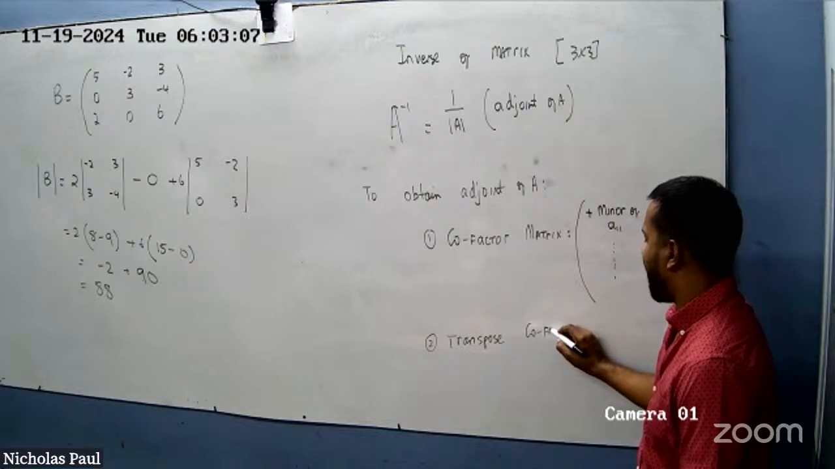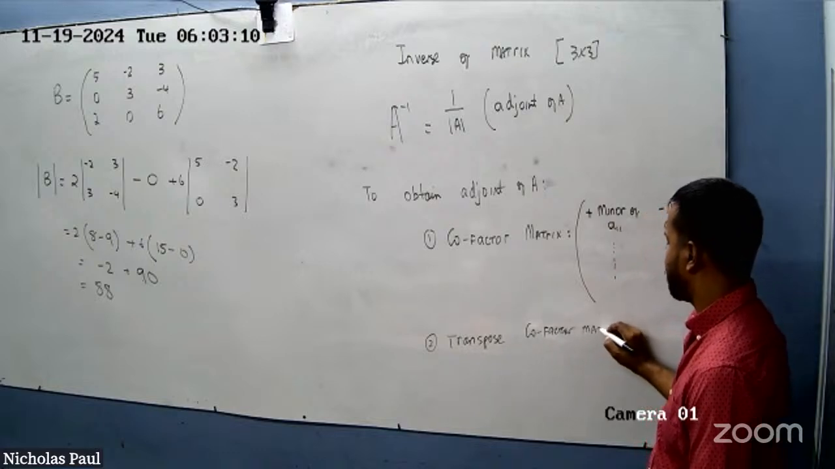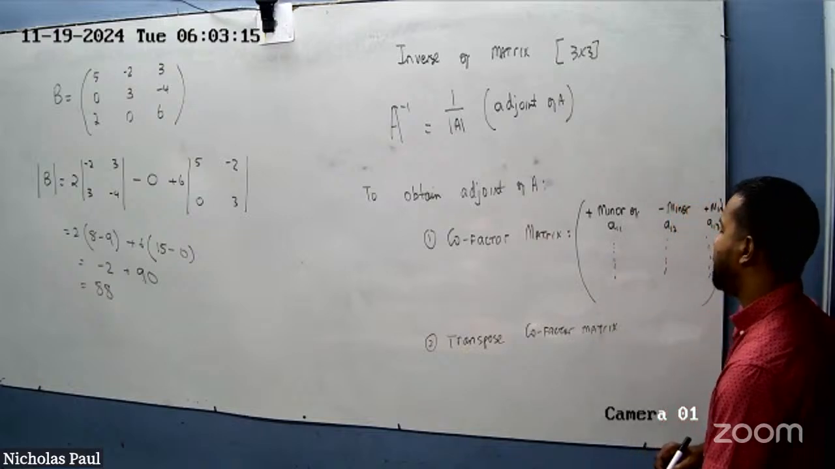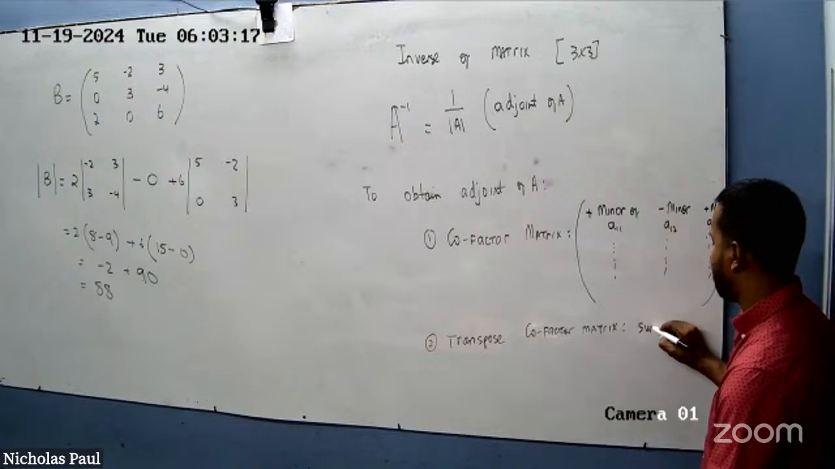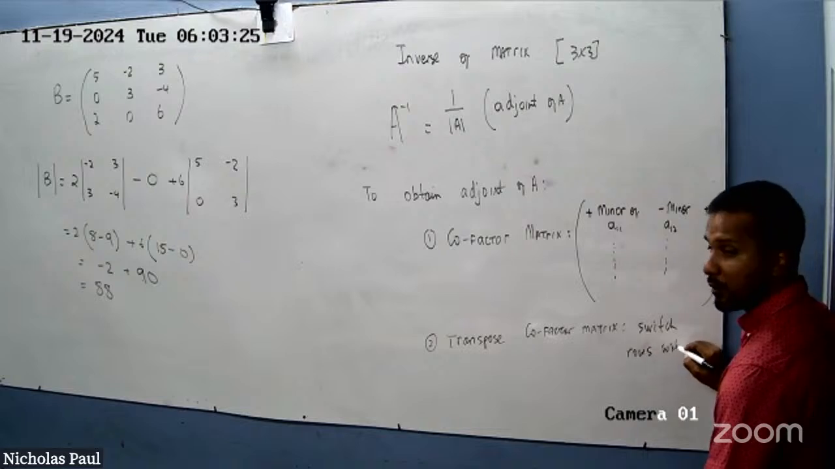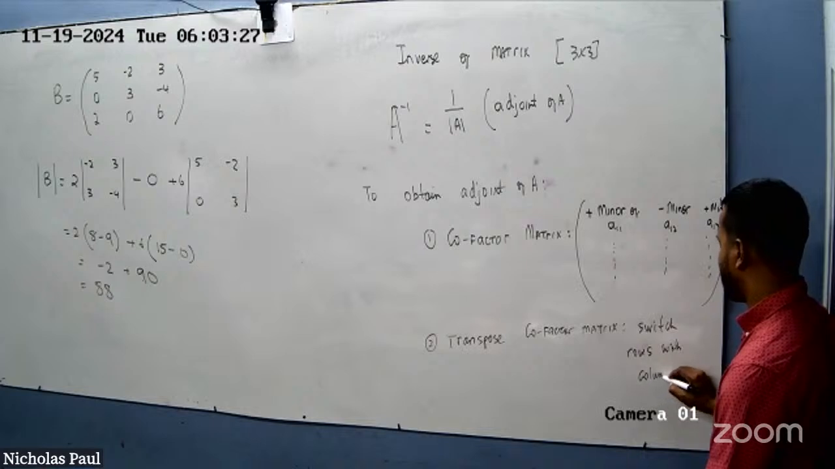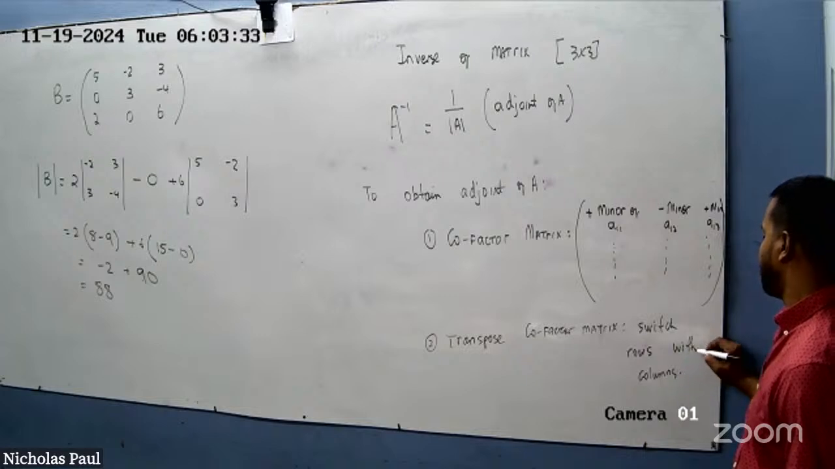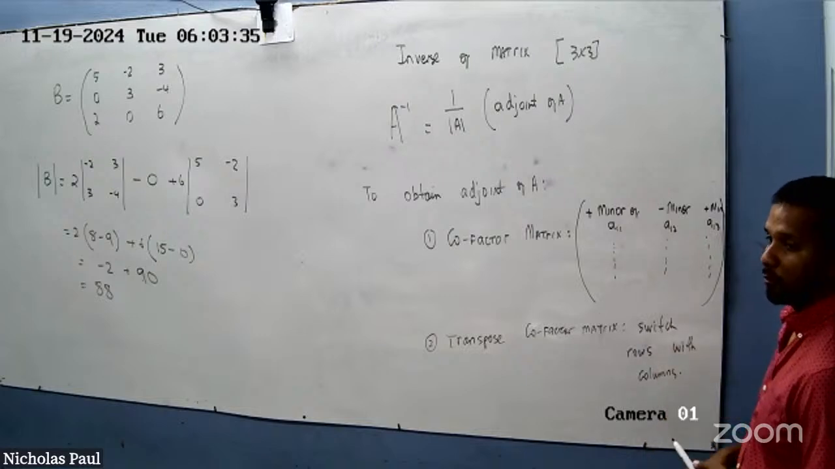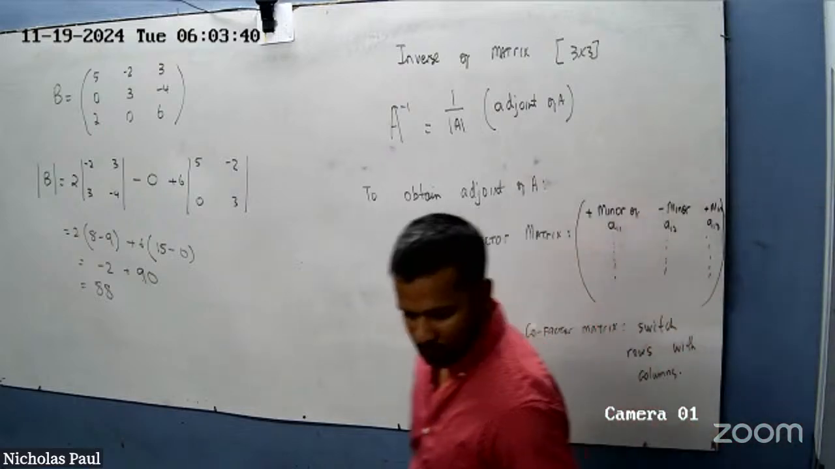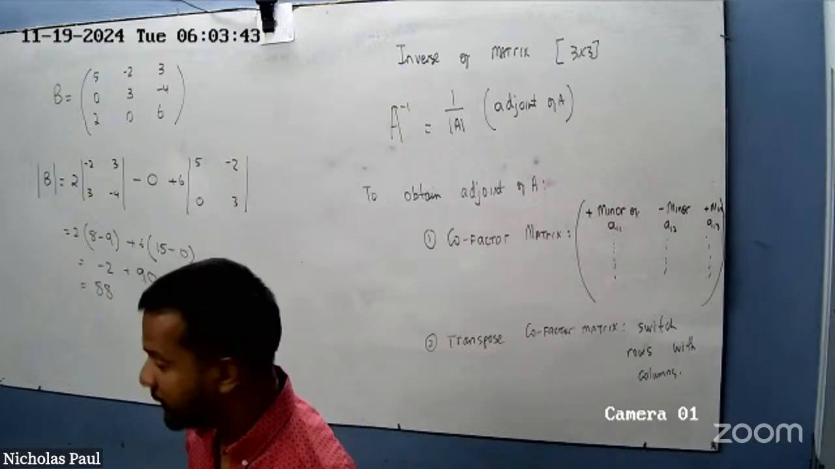Transpose the cofactor matrix. All we have to do to transpose, well, simple, is to switch rows with columns. Switch the rows and columns around. Rows become columns, columns become rows.